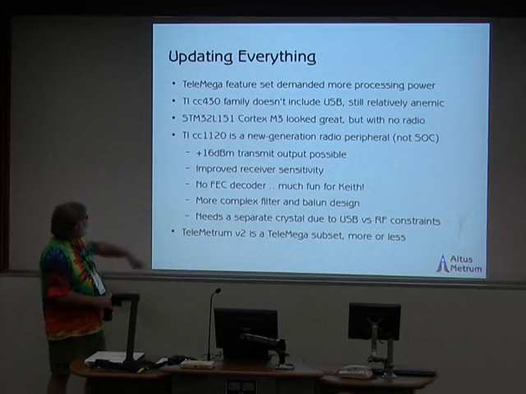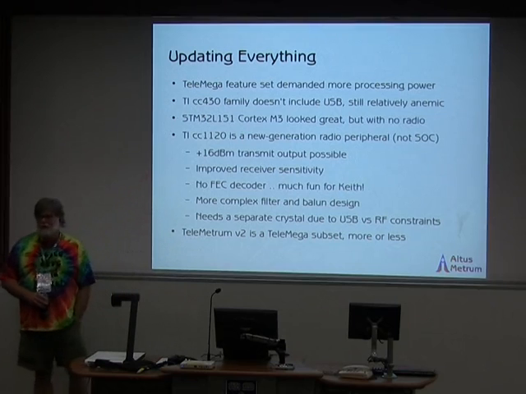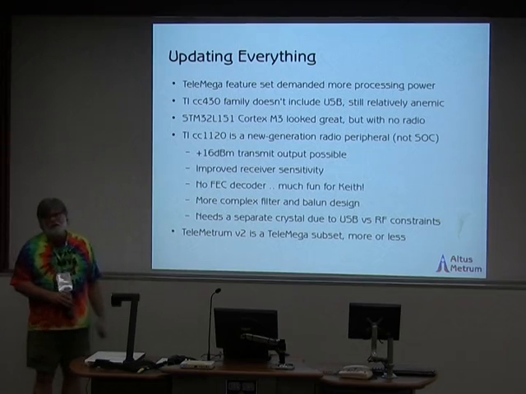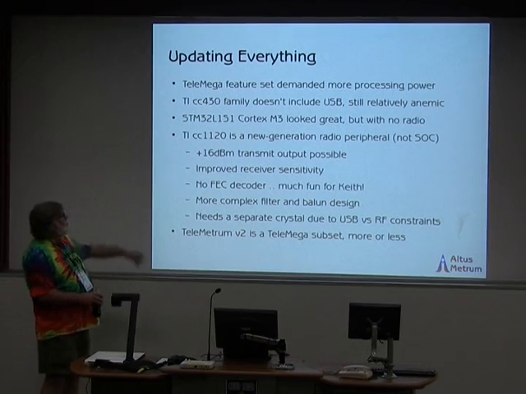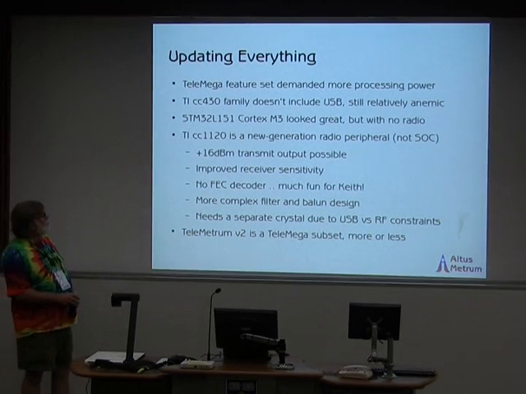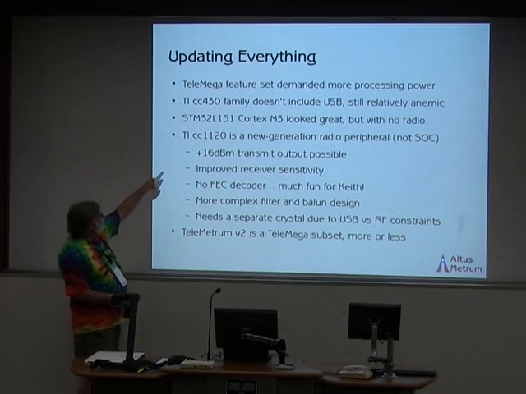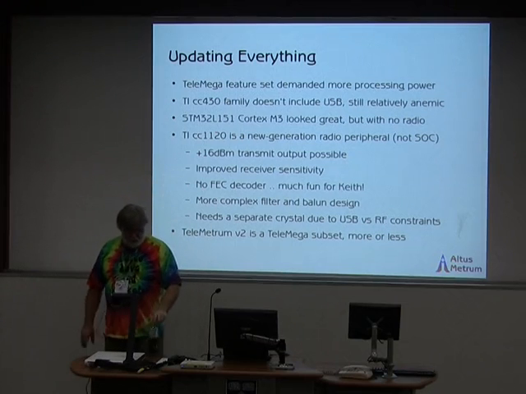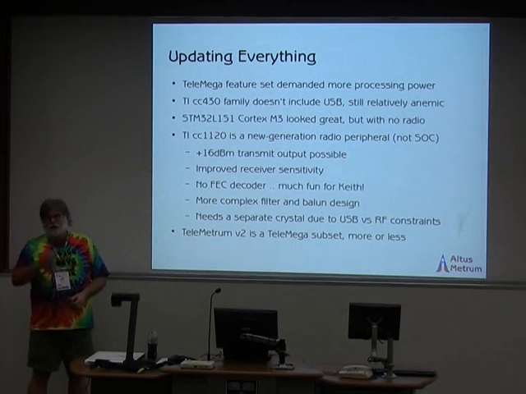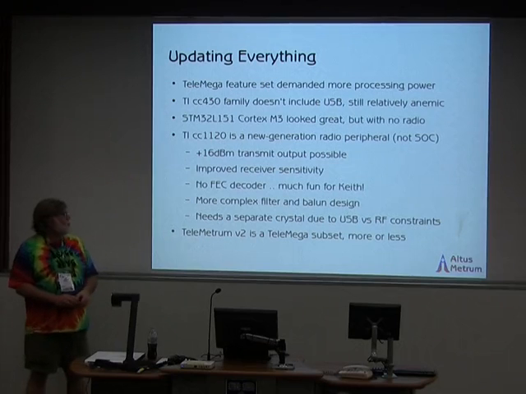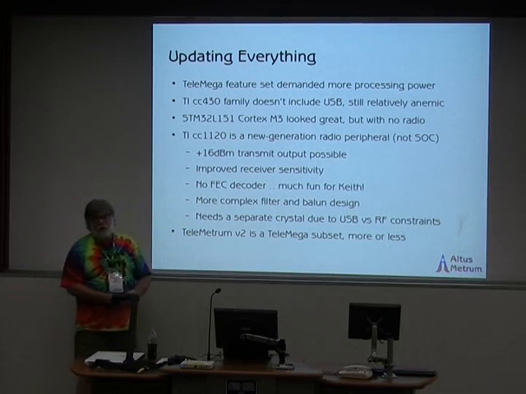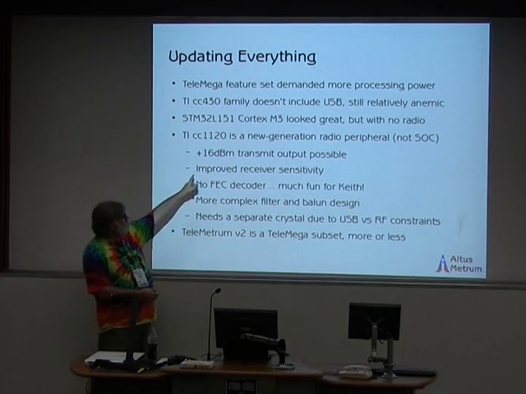Fortunately, our friends at TI had come out with a next generation of radio devices. The only ones that they made that had a built-in processor had strange things like they didn't include USB, and the processor really wasn't enough gutsier than what we'd had before to be interesting. So the part we ended up focusing on is the CC1120. It's another sub 1 gigahertz radio chip. In this case, it's meant to be a radio peripheral, not a full RF system on chip. And it's got higher transmit power and a much more sensitive receiver.